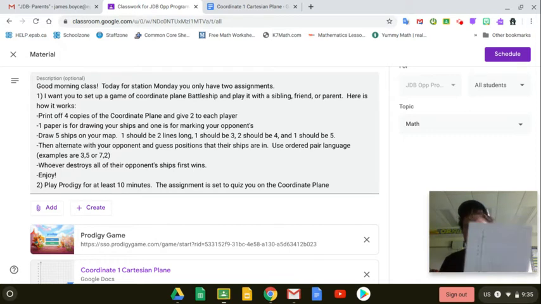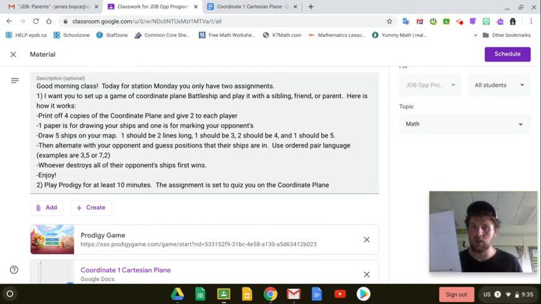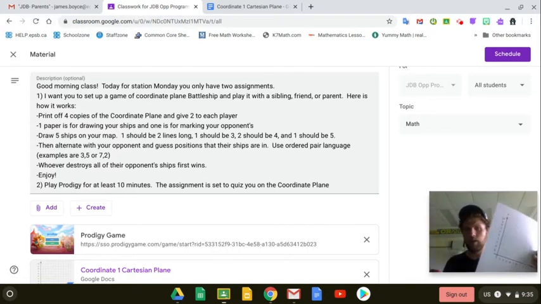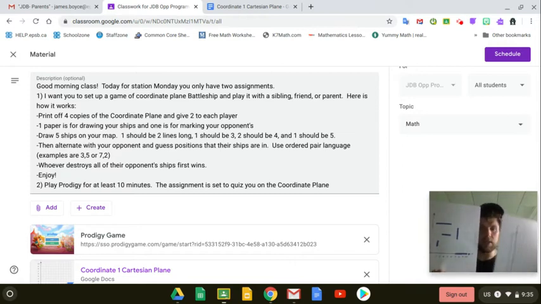Once you've done that and you have four copies of this, I then want you and your partner each to have two of them. You'll have one, which is for your partner's ships, and one, which you will put 5 ships of your own on.